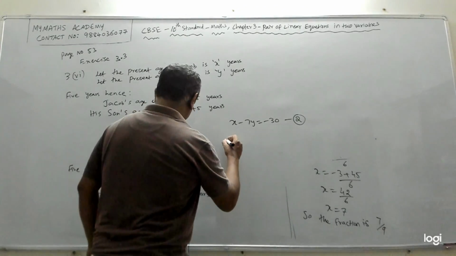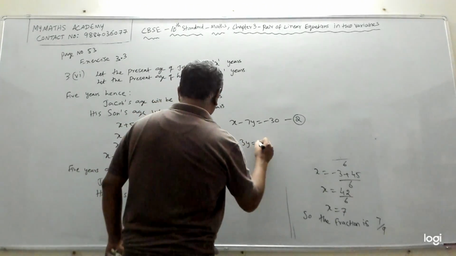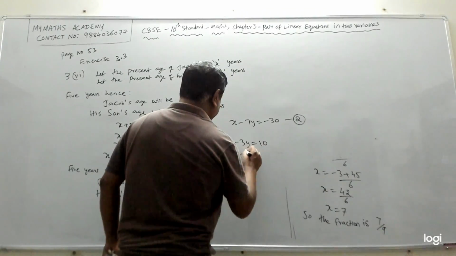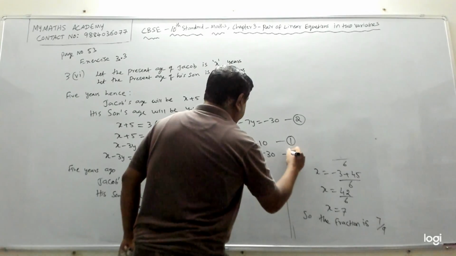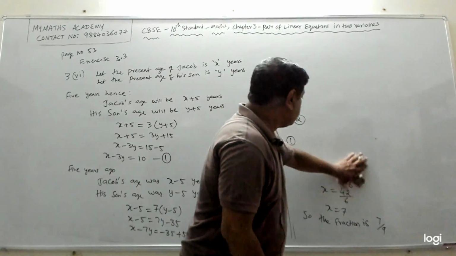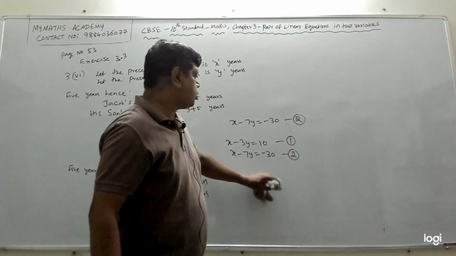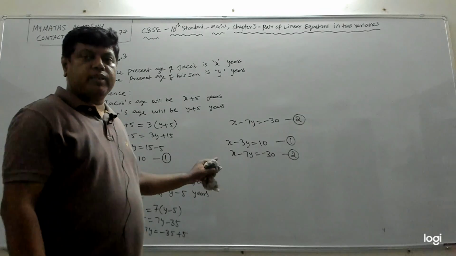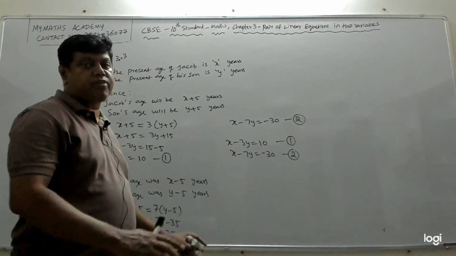Now you need to solve these equations using the substitution method. I am writing the equations again. You have to solve x minus 3y equal to 10 and x minus 7y equal to minus 30. I will leave it to you to solve these two equations using the substitution method and find the values of x and y. That will give the present ages of Jacob and his son.